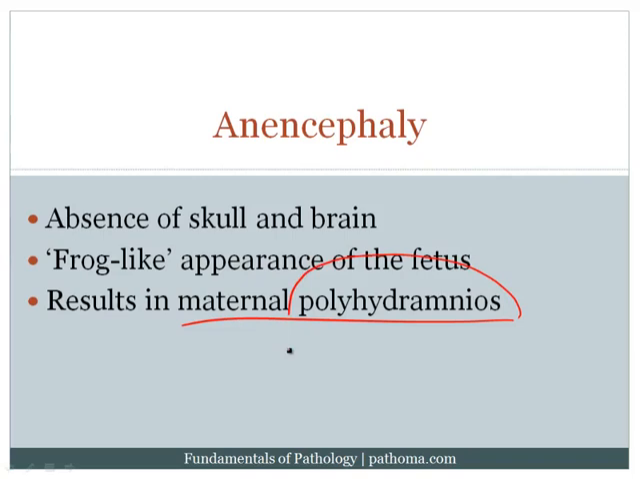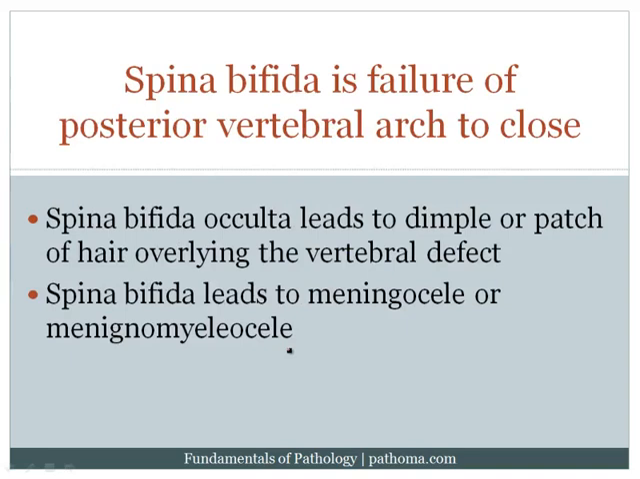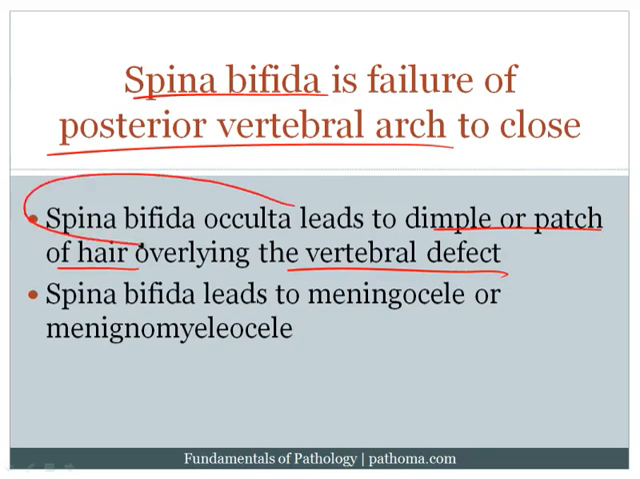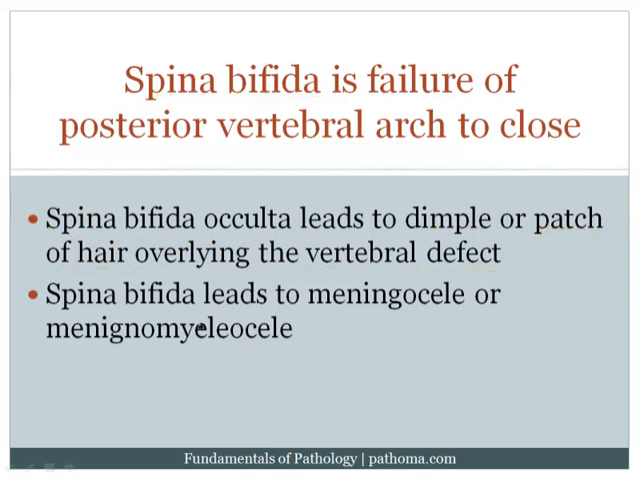and that again is a particularly high-yield association. If there's failure of closure of the neural tube at the caudal aspect, we call that spina bifida, and the hallmark is that you fail to close the posterior vertebral arch. Now this can simply result in a dimple or a patch of hair overlying that defect, and that's called spina bifida occulta, or it can result in the meninges or the meninges plus the spinal cord herniating through that defect, and then that would be called outright spina bifida.